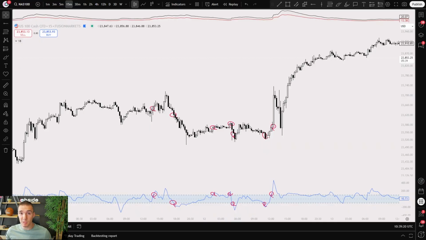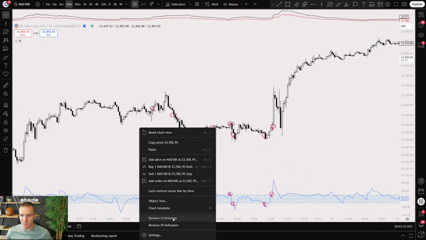However, something interesting that I've noticed is that very often when the plus 100 line is crossed, that price level, very often shortly after, will be retested or broken through. And same thing with the minus 100 line. The price that we have when the CCI crosses minus 100, very often shortly after, will be either retested or broken through. So let me show you a few examples here.